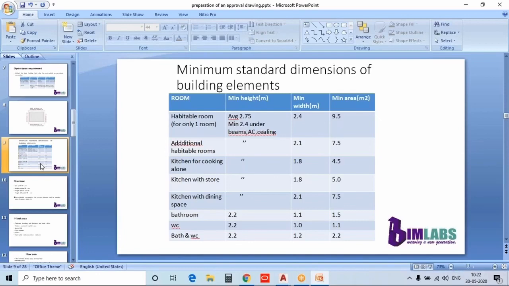Okay, then back with the case of minimum standard dimensions of building elements. Then with kitchen with dining space, if it is a kitchen for cooking alone, then you have to provide a minimum area of 4.5 meters square. And if it is kitchen with a storeroom, then you have to provide a minimum area of 5 meters square. And if the kitchen is with dining space, then the minimum height is same as in the above case, like average of 2.75 meter.